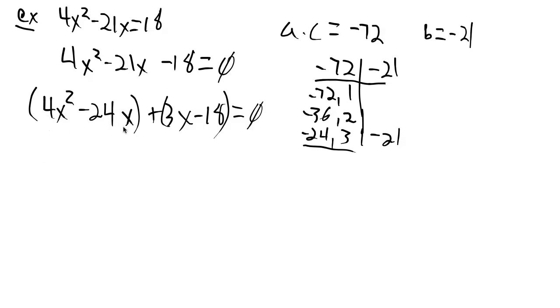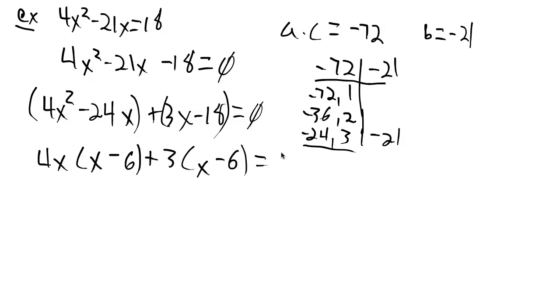Now we have 4x squared and minus 24x. We can pull a 4 and an x out of those. What are we left with? Well, we're left with an x here. 24 divided by 4 gives us minus 6. Over here, what can we pull out? Well, we pull out a 3. So we're left with x, and 18 divided by 3 gives us minus 6 is equal to 0. Both of these terms are the same, meaning that this becomes x minus 6 times 4x plus 3 is equal to 0.